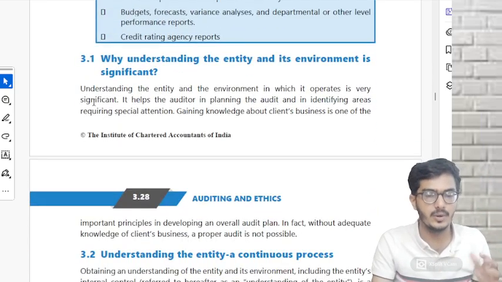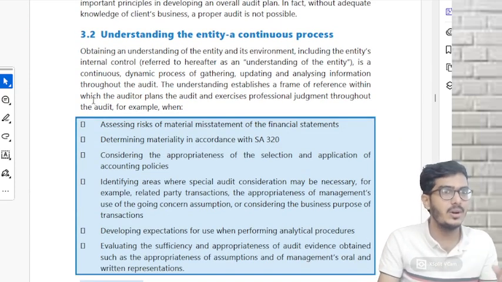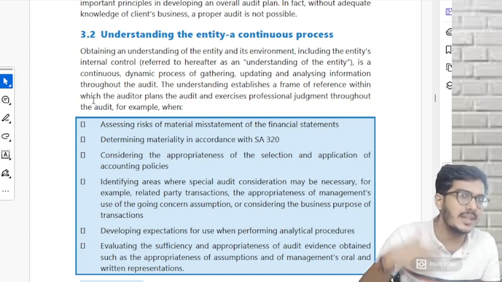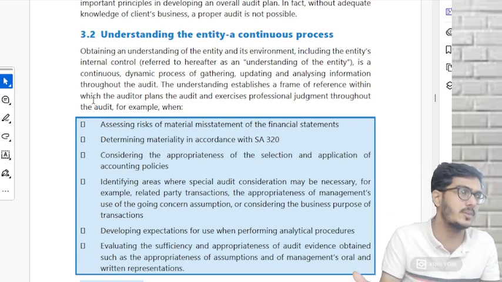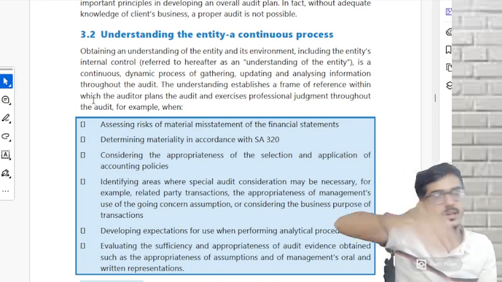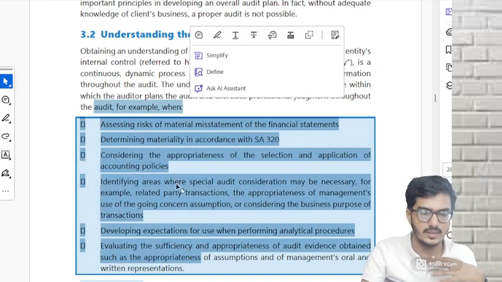Understood? 3.1 is bogus. It is not important. 3.2 you can read it. Why? They have told that understanding the entity is not a distinct process. So that means throughout the audit, you are supposed to understand the entity. You are supposed to get more and more knowledge about the company. It is not like before starting the audit, you understand and then just do the audit. Throughout the audit, you're supposed to understand the entity. It's a MCQ question. Huh? It's a MCQ question.